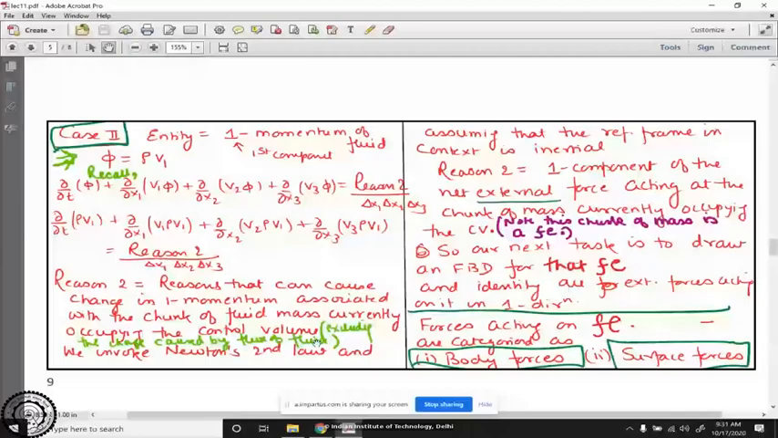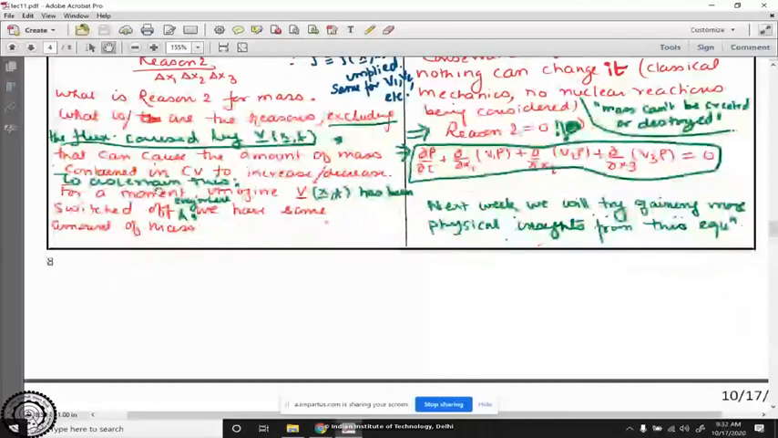So I will tell you to judge or to find out what can cause that change. Again, do the same thing that I said here. For a moment, imagine that V has been switched off. Okay, so no flux happening. Now what you have, close your eyes and think about it. You have a chunk of mass residing inside the control volume. It has some one momentum right now, 10 units of one momentum. What can cause those 10 units of one momentum to change?